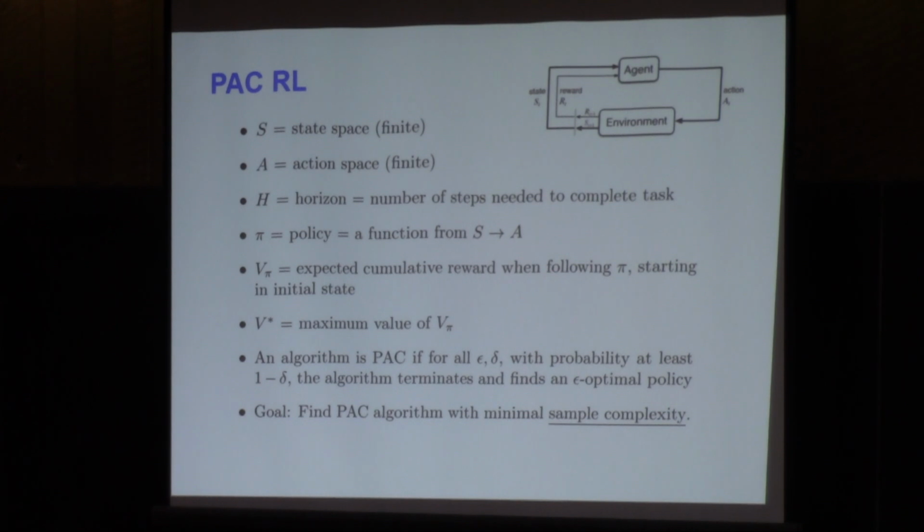All right, so V pi is kind of like the analog of the risk from classification. It's just your performance measure for a policy. And then V star is kind of like the Bayes risk. It's the best possible value of V pi. So you'd like to find a policy that achieves V star.